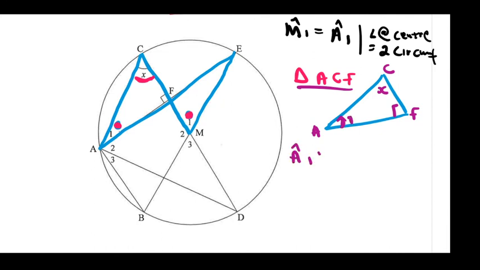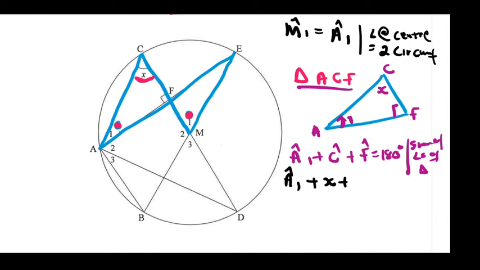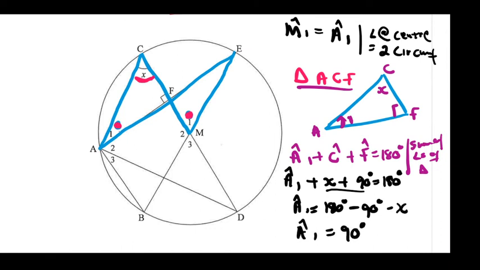So angle A1 plus angle C plus angle F should give you 180 degrees, right? Reason, sum of angles of a triangle, right? So A1 plus C, it's X, plus F, which is 90 degrees, is equals to 180 degrees. Then we transpose these two here, so we have A1 is equals to 180 degrees minus 90 degrees minus X, and then A1 is equals to 90 degrees minus X.